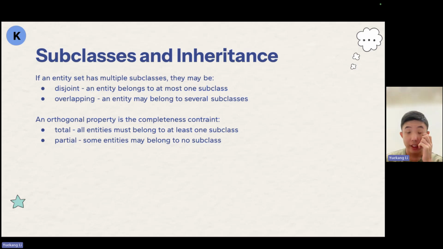And there's another property, which is about completeness. It's similar to the concept of participation. If it is total participation here, it means all the entities of a parent class must belong to at least one subclass. So this is total completeness. And partial means some entities may belong to no subclasses.